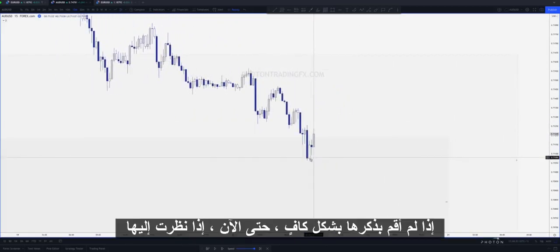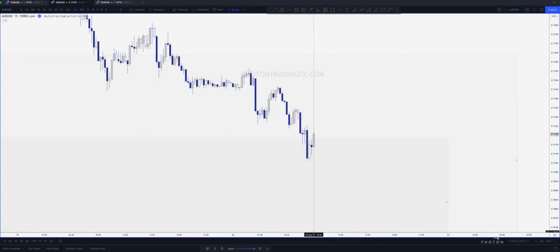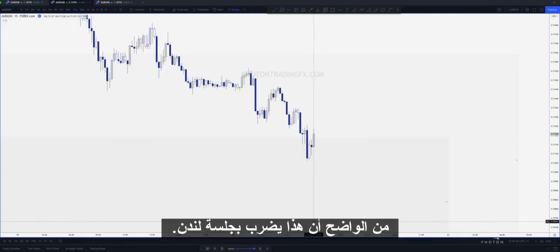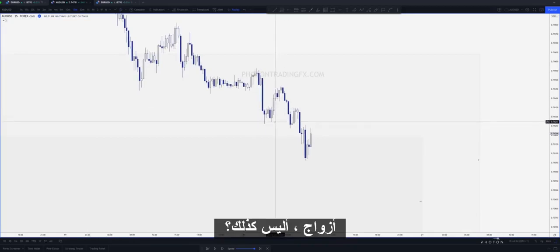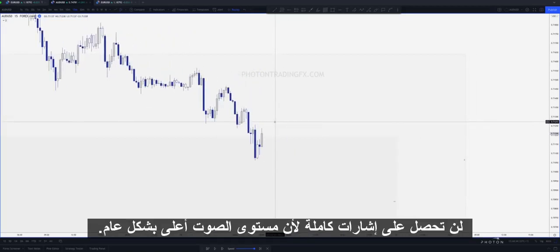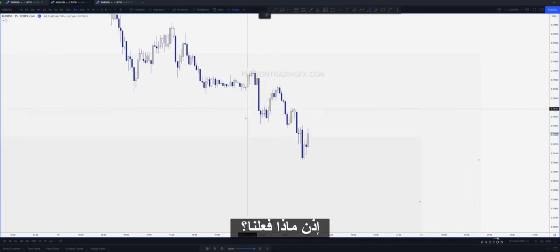Now, another thing as well, if I haven't mentioned it enough so far, is if you look at the time at the bottom, this is around 9 a.m. London time, so UTC+1, as you can see down here. That's the time zone my charts are set to. This is bang in the middle of the London session, and this is a great time to be looking at trading these major pairs, as this is generally when those high probability moves will occur, and you won't get false signals because volume is generally high. So what have we done?